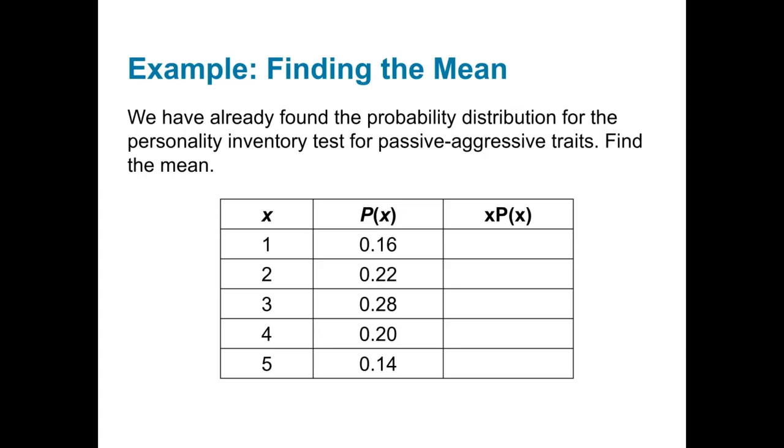So in this case, if we work through the table, right? So x times p of x, 1 times 0.16 is 0.16. 2 times 0.22, 0.44. And so on through the table, right? So 3 times 0.28, which is 0.84. 4 times 0.20, which is 0.80. And 5 times 0.14, which is 0.70.